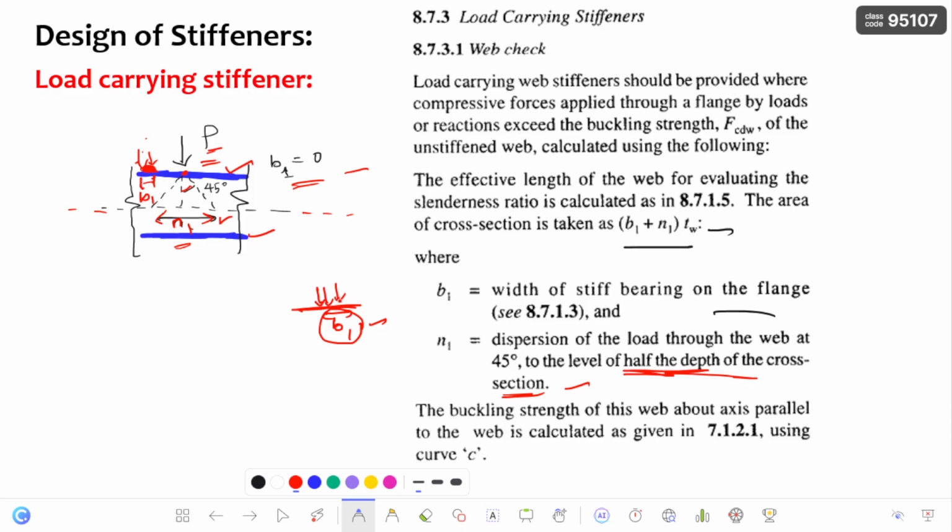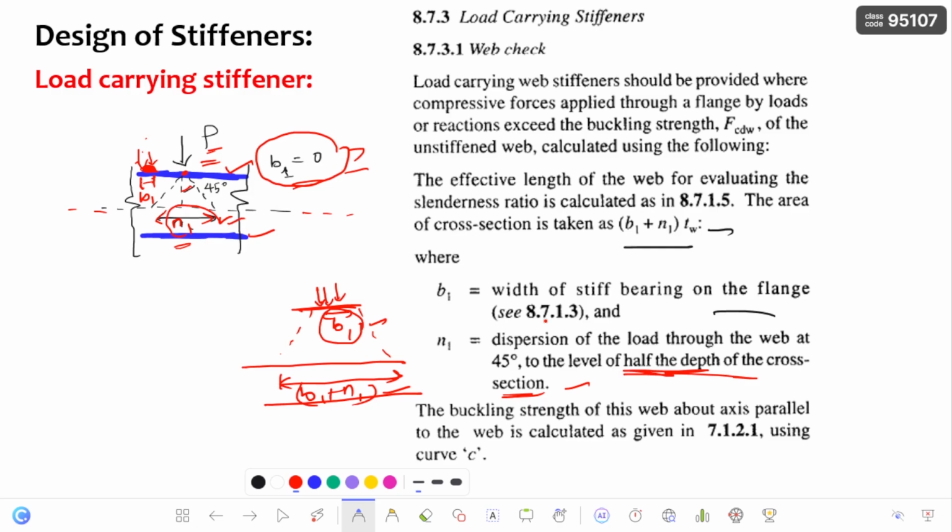So if it is acting as a patch, then it is going to distribute at 45 degrees, and at a certain depth, that is mid depth of the plate girder, this length is nothing but B1 plus N1. So at that time you are going to consider this as B1 plus N1 in the cross section. Here in this case B1 is 0, that's why I am considering this B1 as 0, and coming to the N1 I have shown clearly.